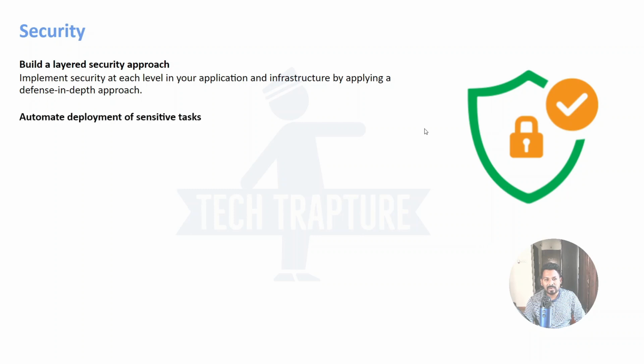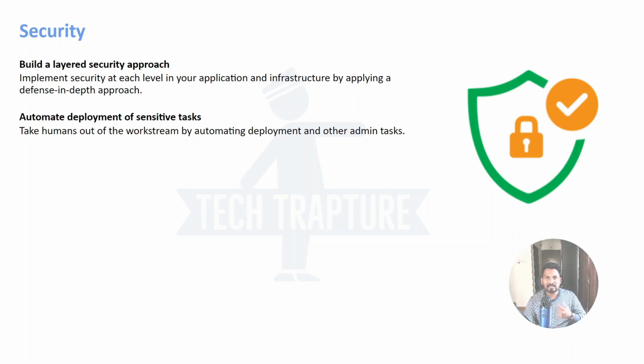Second is automate deployment of sensitive tasks. Take the example of creating infrastructure resources. Try to create them in an automated way, using infrastructure as code like Terraform, and keep all the default values. Suppose I want to use encryption by default, or encryption using a KMS key. In the Terraform code, hard code that value, so VMs will always be created with encryption, and if someone tries to create a virtual machine or a disk without encryption, the Terraform code should fail.